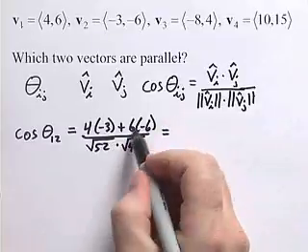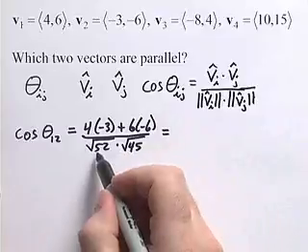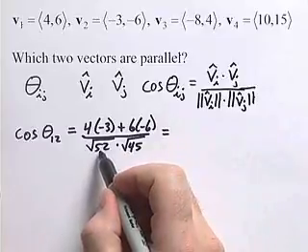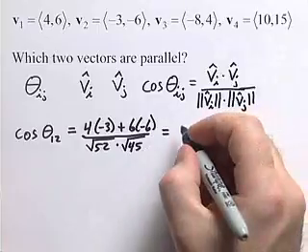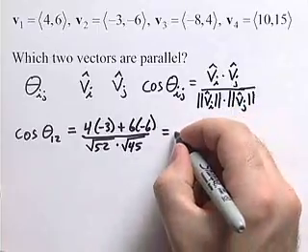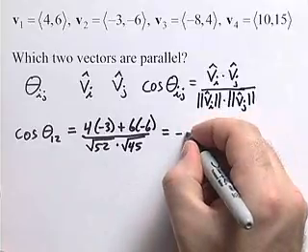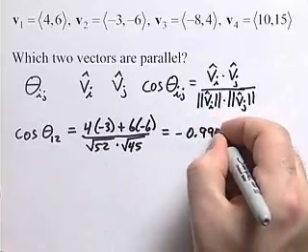So here the numerator is the dot product of vectors 1 and 2. The square root of 52 is the magnitude of vector 1. The square root of 45 is the magnitude of vector 2. If we clean this up, we'll get this is roughly negative 0.992.